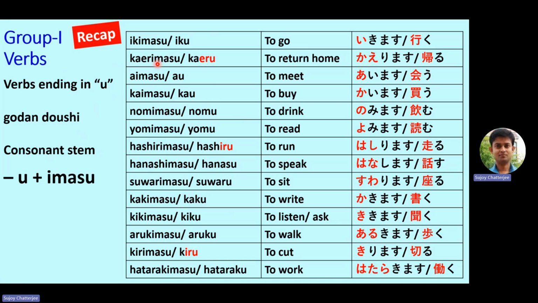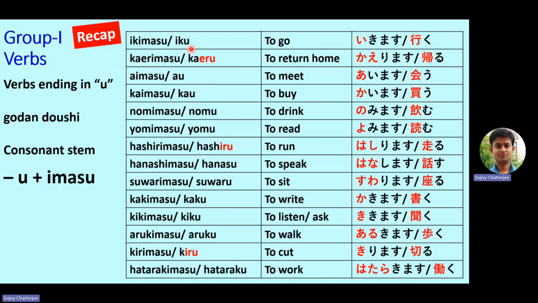Now, how to convert these group 1 verbs to their masu form? So this is the rule: minus U plus imas. That means you have to remove the U at the end and replace it with imas. That means iku becomes ikimas. So you are removing U and you are adding imas. It is easier to visualize it in English, because if you write in Japanese, then since each sound has a different symbol, this distinctive difference will not come out. So that's why we write more in English to make clear the differences.